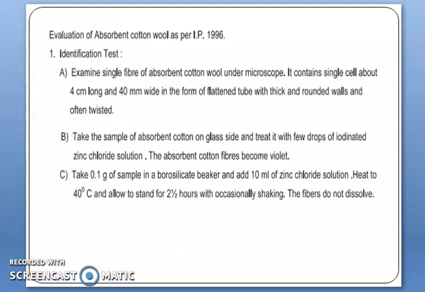Then evaluation of absorbent cotton wool as per IP 1996. In that, the first test is the identification test. A. Examine single fibers of absorbent cotton wool under microscope. It contains a single cell about 4 cm long and 40 micrometer wide in the form of a flattened tube with thick and rounded walls and often twisted.